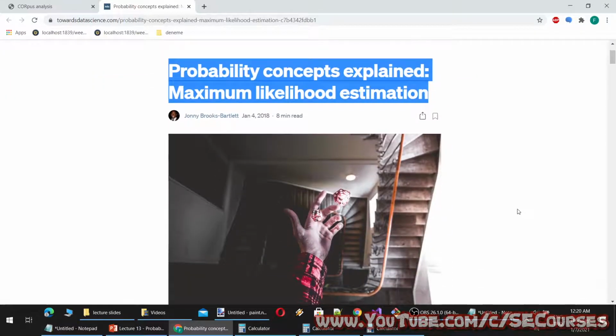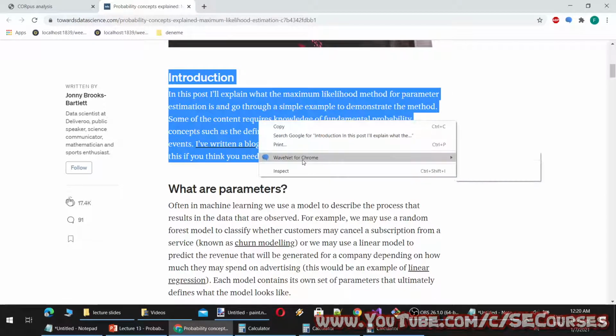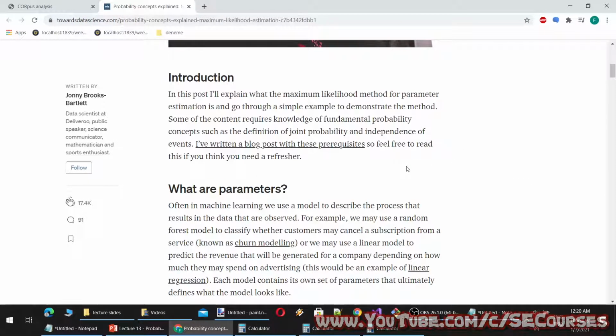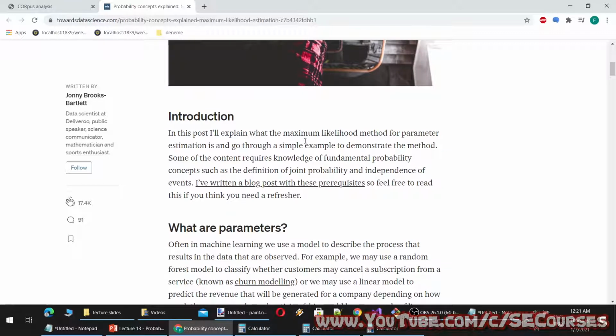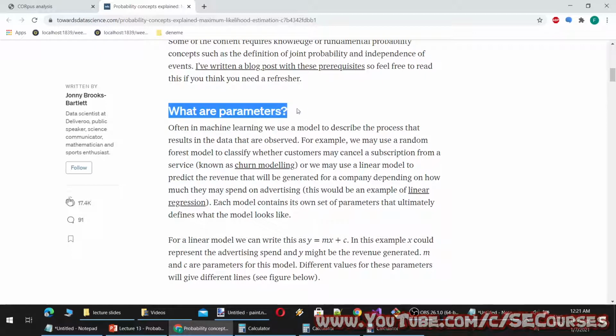Probability concepts explained: maximum likelihood estimation. Introduction. In this post I'll explain what the maximum likelihood method for parameter estimation is and go through a simple example to demonstrate the method. Some of the content requires knowledge of fundamental probability concepts such as the definition of joint probability and independence of events. I've written a blog post with these prerequisites, so feel free to read this if you think you need a refresher. Okay, we know them already. We have seen them in the first chapter.